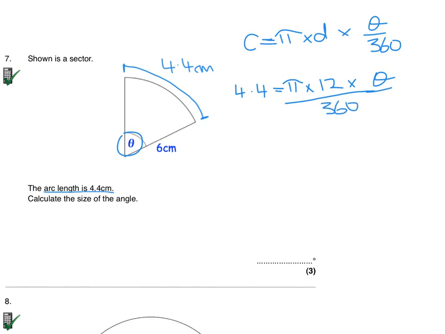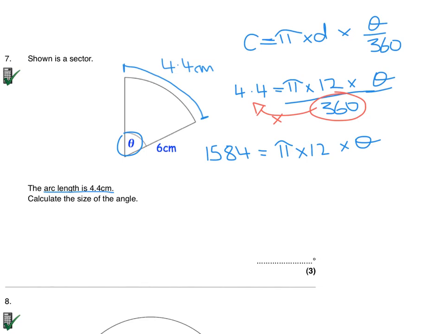Now I'm going to rearrange the formula so that I have theta by itself. The first thing I'm going to do is take the 360 and swap side and swap sign, which makes it multiply. So 4.4 times 360 is 1584. So I can now say that 1584 equals pi times 12 times theta.